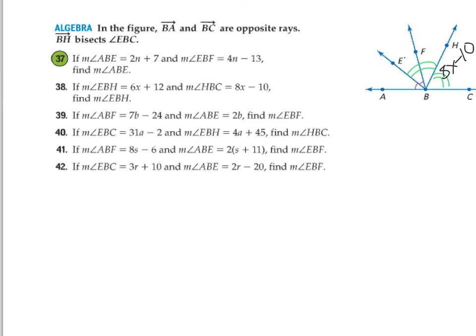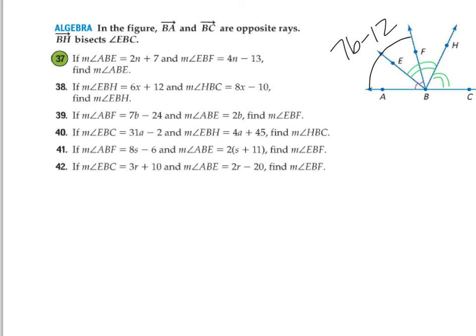Okay, then let's take a look at number 39. Let's see what we're given here. So 39, we're told that the measure of angle ABF is 7b minus 12. So ABF, this whole angle, I got it right this time, the whole thing is 7b minus 12. So let me mark that. This whole thing is 7b minus 12.